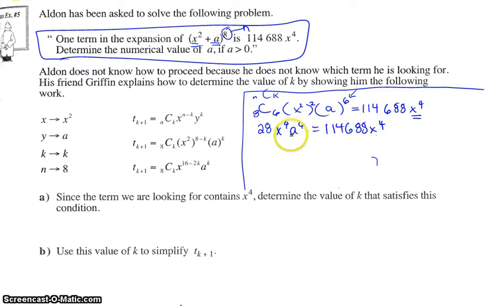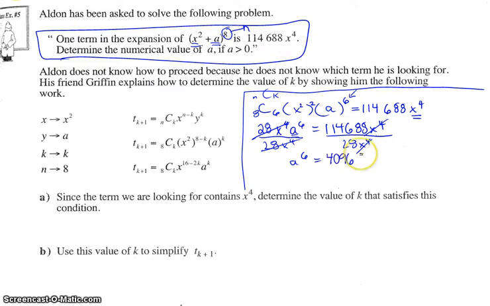Okay, now our goal is to solve for a, so if we divide both sides by 28x to the 4, that'll get a to the 6 alone. And here we're going to have to grab the calculator and divide 114,688 divided by 28. The x to the 4s will cancel. Okay, so let's go get that number. So we should have gotten 4,096.